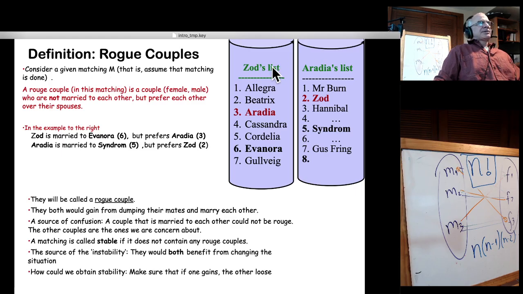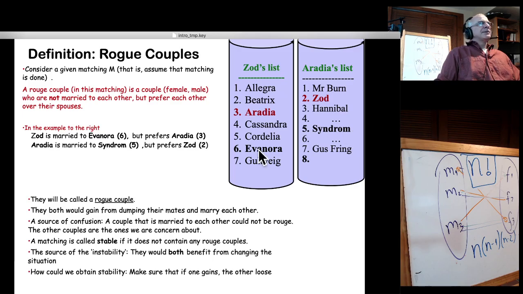If Zod and Aradia are married to each other, they are not rogue. They are very stable in this sense. I'll say that Zod and Aradia are unstable only if a few conditions are satisfied. To start with, Zod should not be married to Aradia and vice versa. They are married to other persons. To define a rogue couple, I'm looking at a male and female not married to each other, but now I look at their preference lists and at whom they are married to.